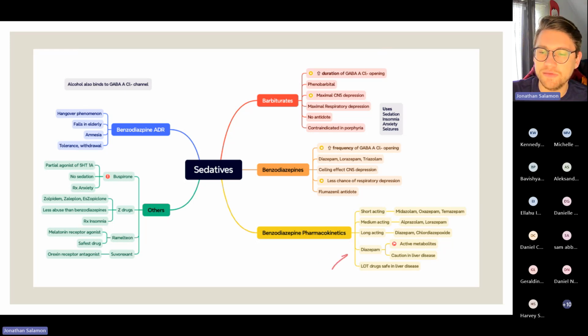And then know that diazepam is metabolized in the liver. So only the LOT drugs are safe in liver disease, right? That's your lorazepam, oxazepam, temazepam. Generally, lorazepam is the safest one because it has a much lower likelihood of abuse than the other two LOT drugs. So know this.